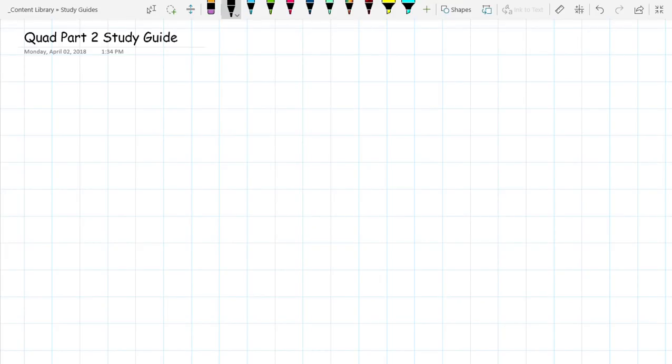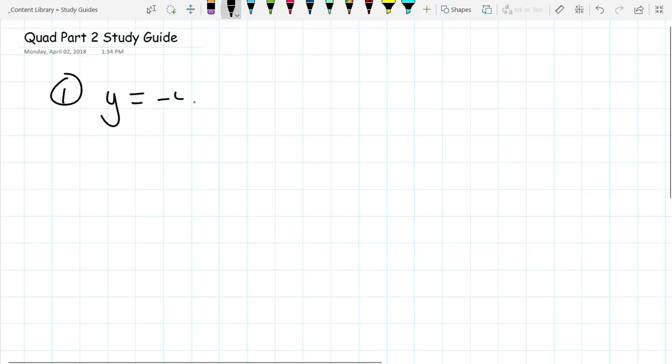Alright, so we're going to be doing the Quadratics Part 2 study guide. Here we go. The first one has you answering 3 questions about the following equation. So this is number 1. The equation is y equals negative 4x squared plus 8x plus 3.